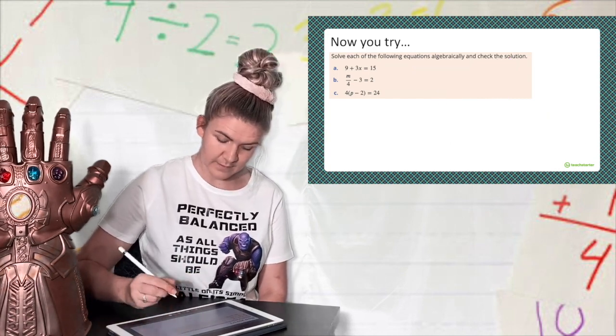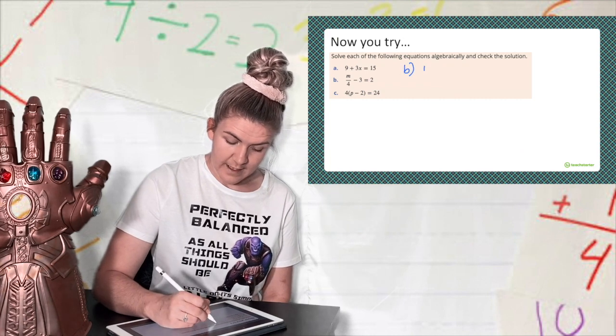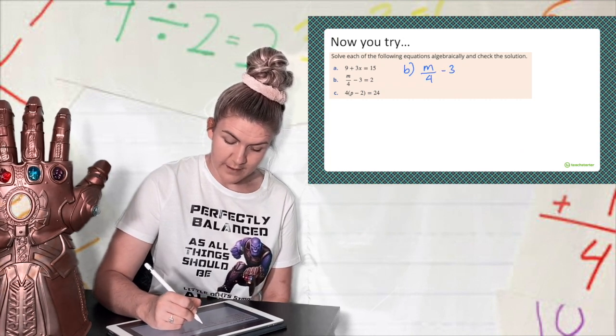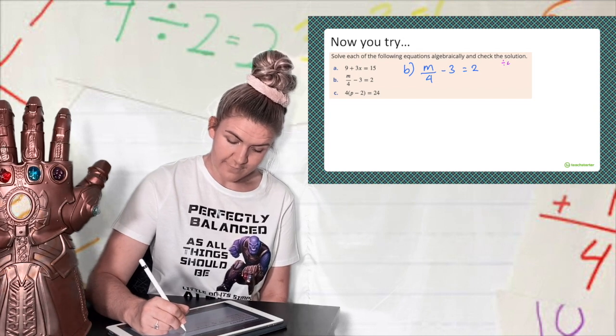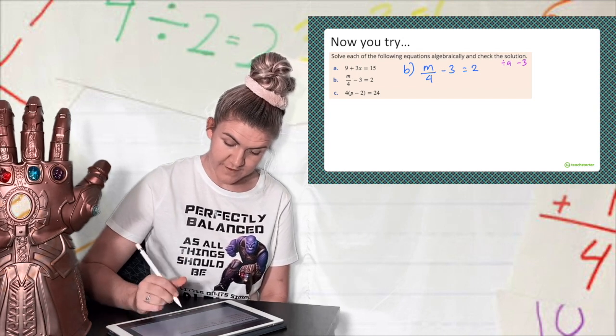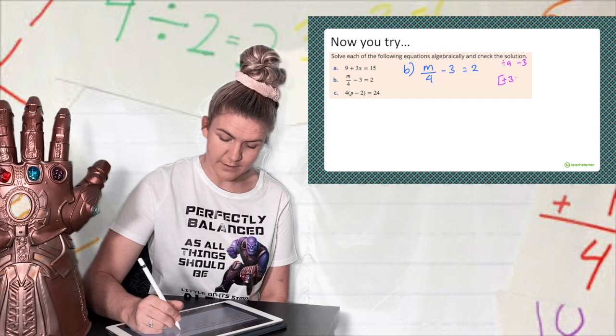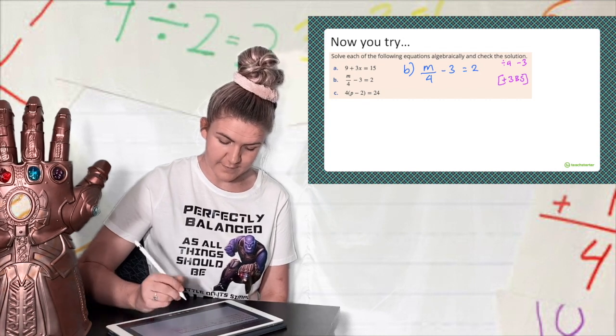B. M divided by 4, take 3 equals 2. Now the steps are divide by 4, take 3. So I'm doing the opposite, plus 3 on both sides first.